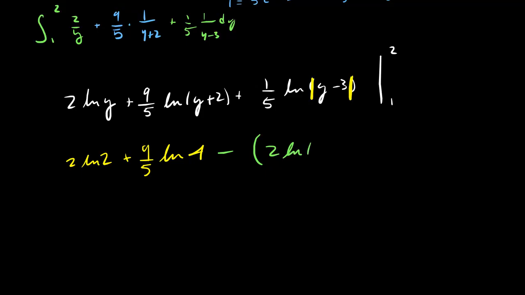2 natural log of 1. Well, that's also 0. Natural log of 1 is 0, so we're going to ignore that for a second. Plus 9/5 natural log of 3 plus 1/5 natural log of 2. And we'll call that a day.